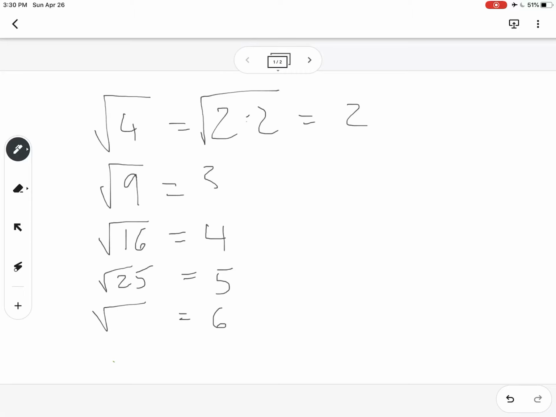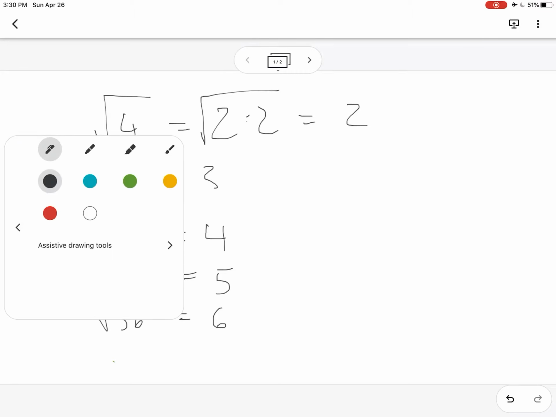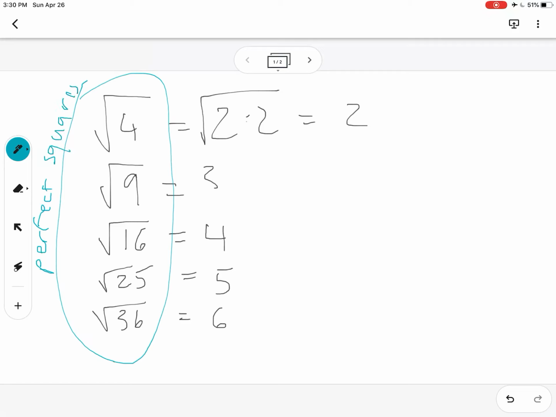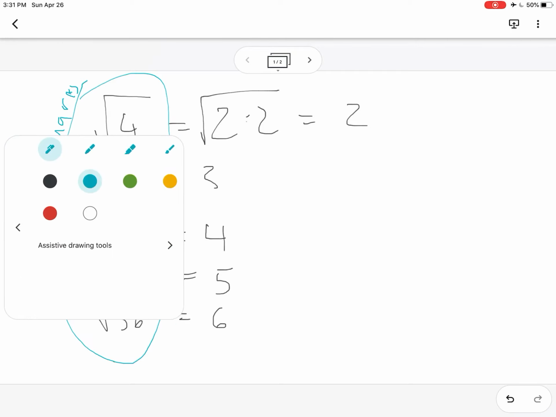6 is the square root of 36, and so on. All of these numbers here, we call those perfect squares. Let's see if I can handwrite that. Perfect squares. And the reason we call them that, look at my beautiful handwriting, is because they take the square root super perfectly. Most of the time, you're not going to get perfect squares.